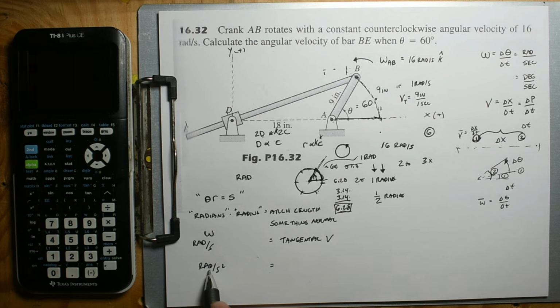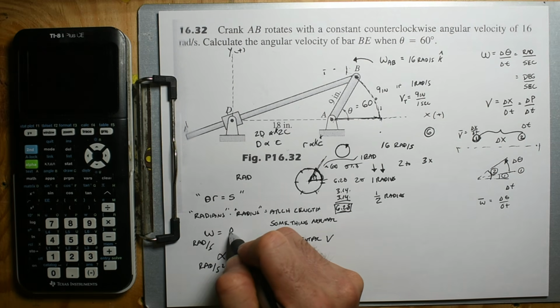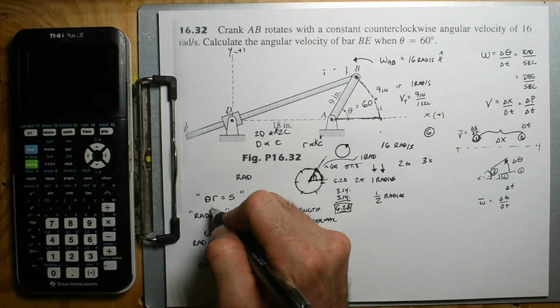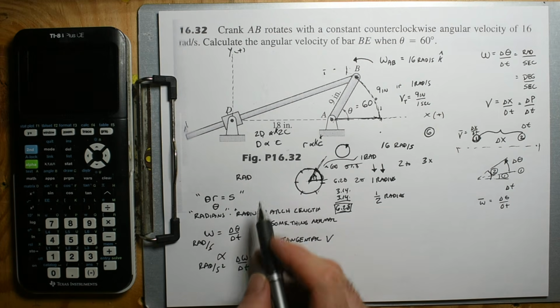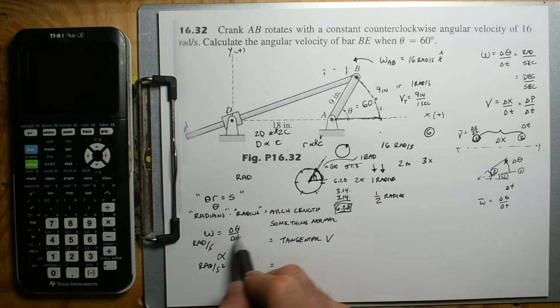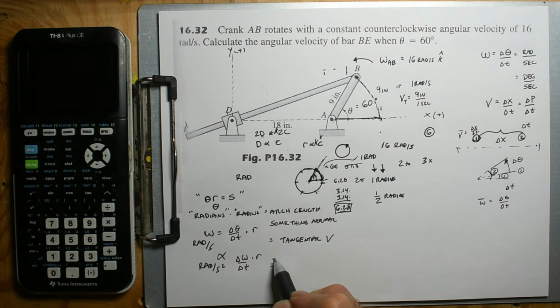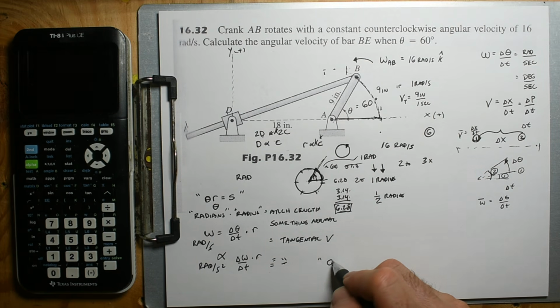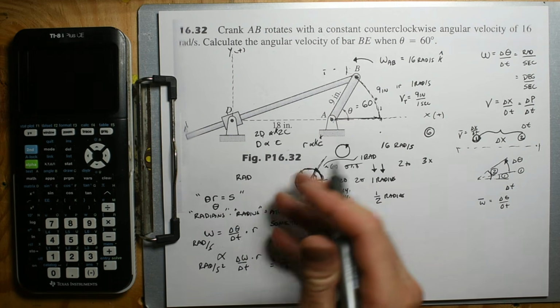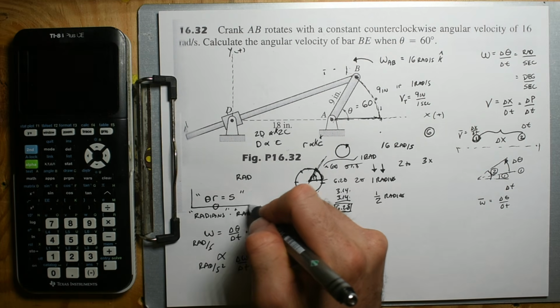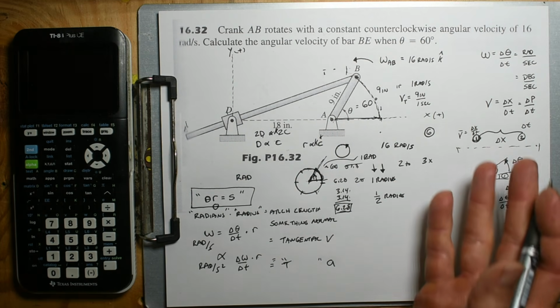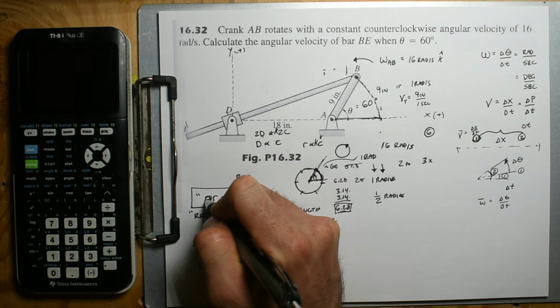And then this is alpha, which is change in omega over change in time. This was change in angle over change in time. And then this was just the angle times the radius. That times the radius, but we get something normal. This is going to be tangential acceleration. Alright, so this one equation is very useful, and then we can get a quick answer.